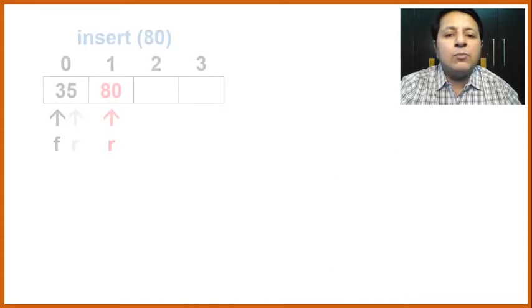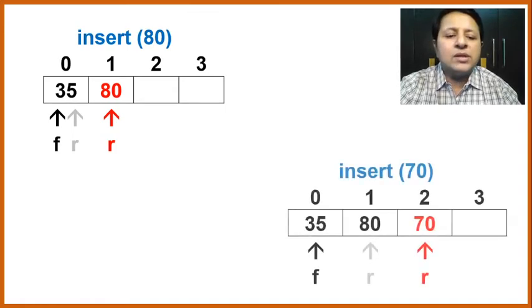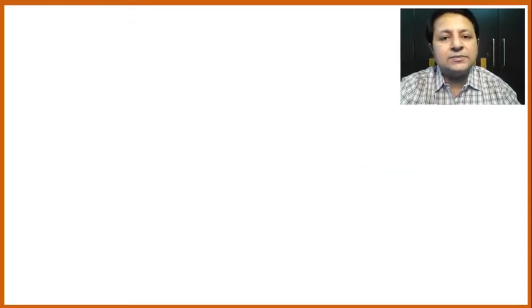Similarly, if I do one more insert, let's say insert 80, again it checks for overflow, which is not there. So R increments and goes to 1, and 80 is inserted there. Easily, I'll be able to insert one more. So insert 70, your R is incremented from 1 to 2, and 70 is inserted. So you can see clearly by the time we could insert 3 elements, they are getting stored one after the other.